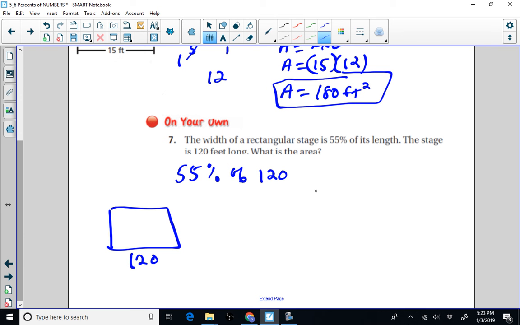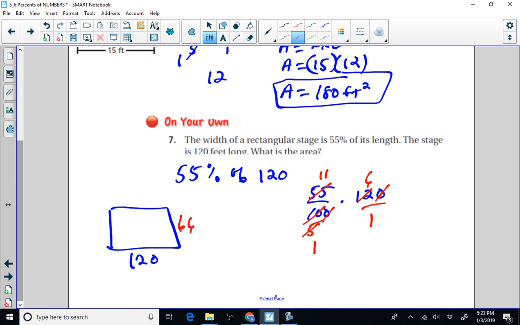Well, 55% is going to be 55 over 100, right, times 120. What can we divide out? Well, I can divide out the zeros, right? Put that over 1. I can divide out 10 and 12. That becomes 5. That becomes 6. I can divide out 5 and 55. That becomes 11. That becomes 1. So 11 times 6 is 66. So the width is going to be 66.